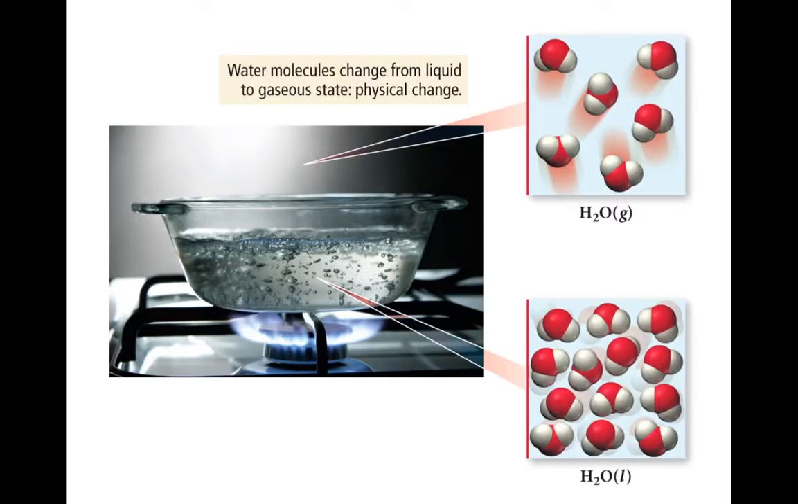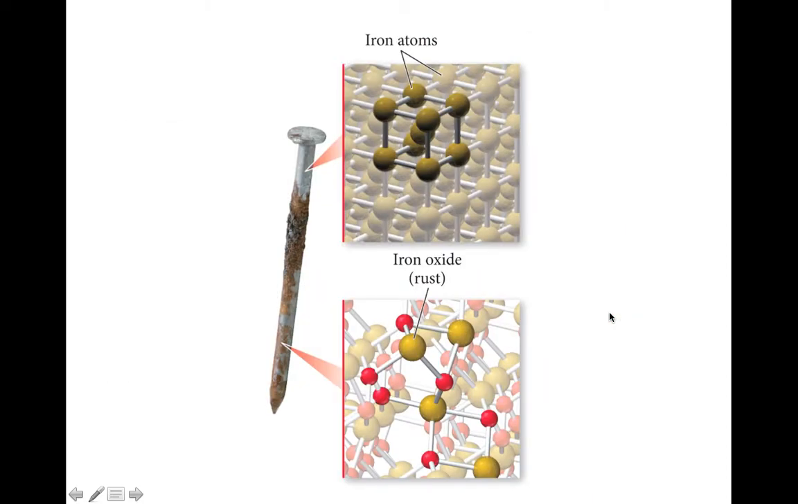Some examples then are water boiling. This is a physical change because we are changing its state or appearance but not its composition. Right? So you have water molecules here as a gas, water molecules as a liquid. When they go from a liquid to a gas, they change state, but not composition. It's still H2O.